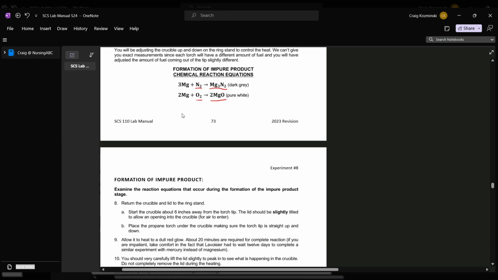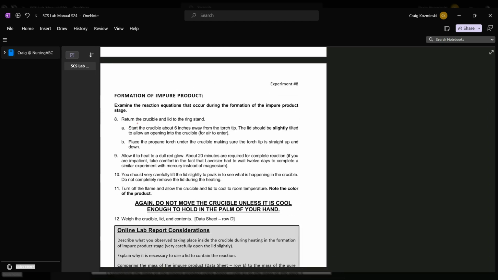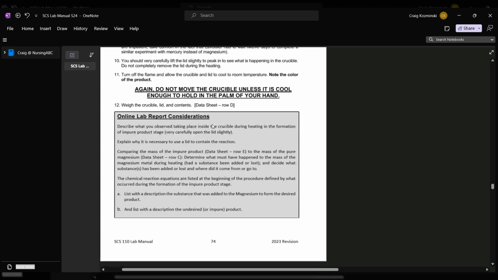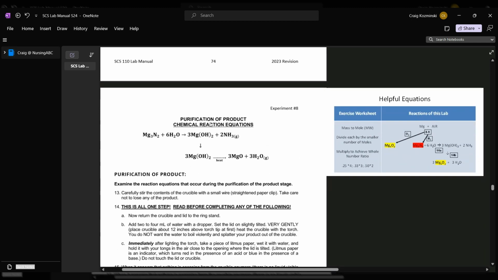a lot of nitrogen, is to purify our impure product. Another way of thinking about this is we are going to aim to convert our undesired product, our magnesium nitride, into the desired product, which is magnesium oxide. So in this second part, the purification part of the experiment, we are going to wash our impure product with water. This is going to cause a chemical reaction to convert the magnesium nitride into magnesium hydroxide and ammonia gas.